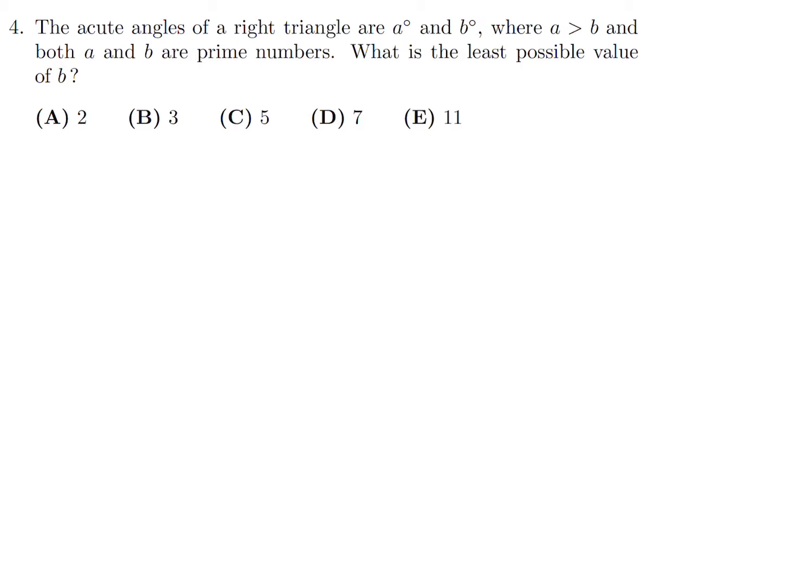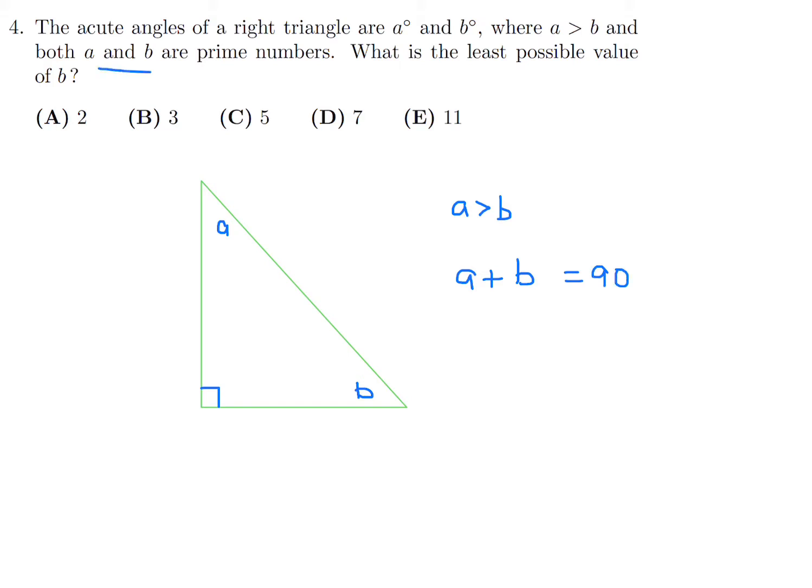The acute angles of a right triangle are A and B, where A is greater than B, and both A and B are prime numbers. What is the least possible value of B? So we have some right triangle. I have no idea what it looks like, but let's just say there's the triangle, and we have A and B, and A is greater than B. Now obviously, since the sum of the angles of a triangle is 180, and we already have a 90 degree angle, the other two, A plus B namely, must add up to 90. And they're also saying that both of them are prime.